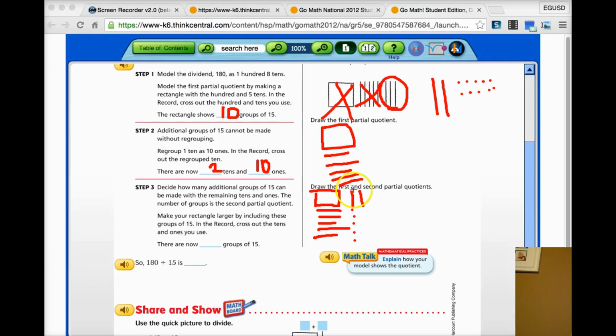Because remember, I'm trying to make 15. 10, 11, 12, 13, 14, 15. So now I have one more 10 and I have 5 more ones. 1, 2, 3, 4, 5. So it goes in equally.